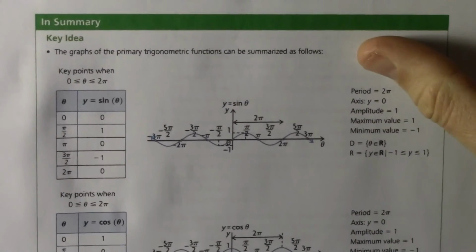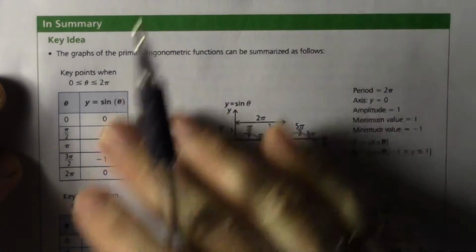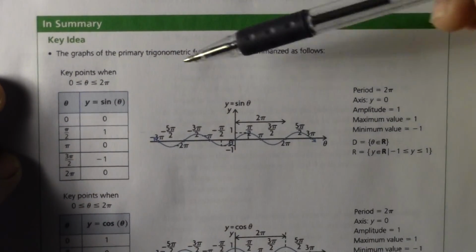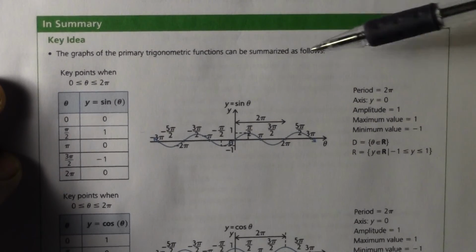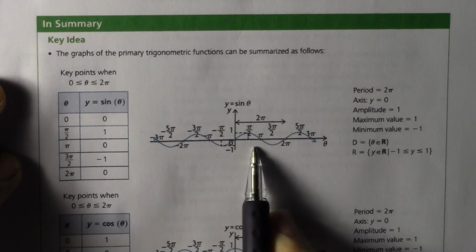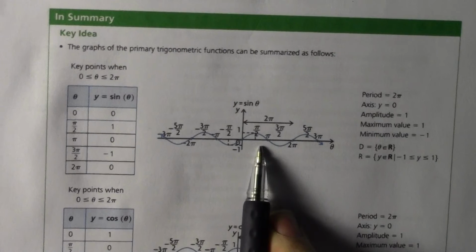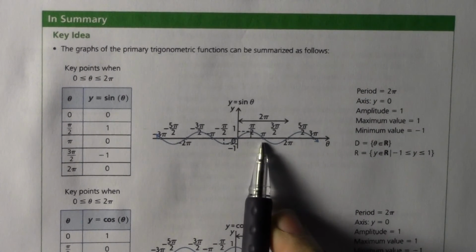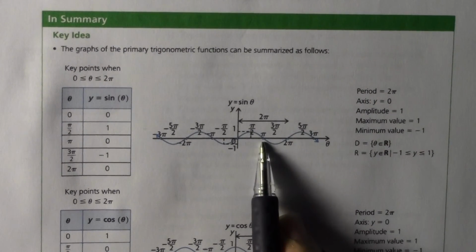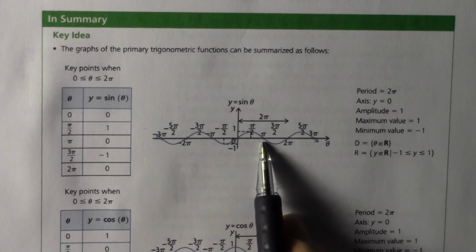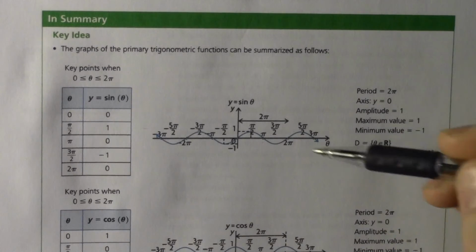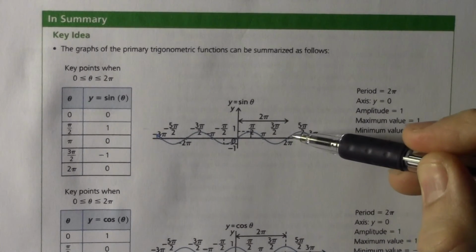All right. Summary. The graphs of the primary trigonometric functions can be summarized as follows. This is the exact same graph we learned before with degrees. Now we're just putting in radians. Where it was crossing at 180, it's crossing at pi. Where it was ending at 360, it's ending at 2 pi.